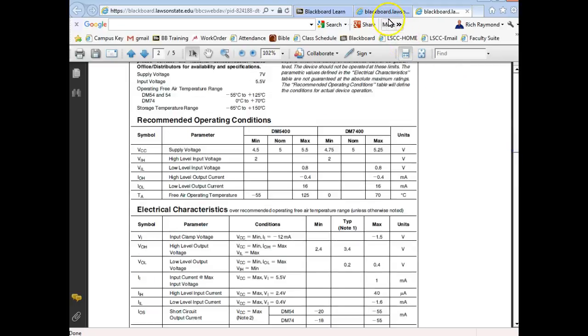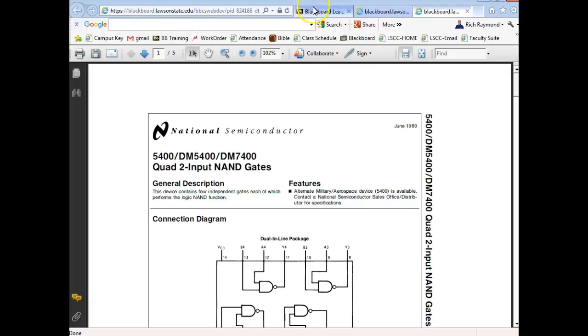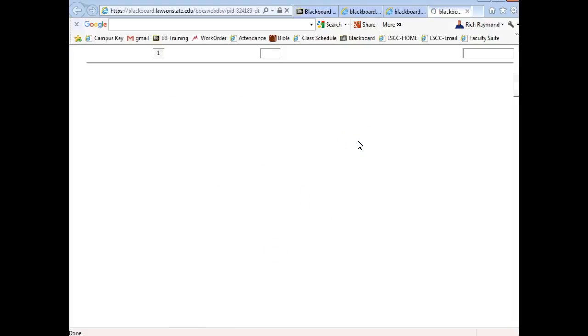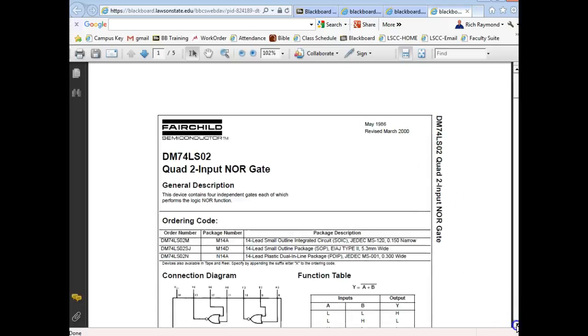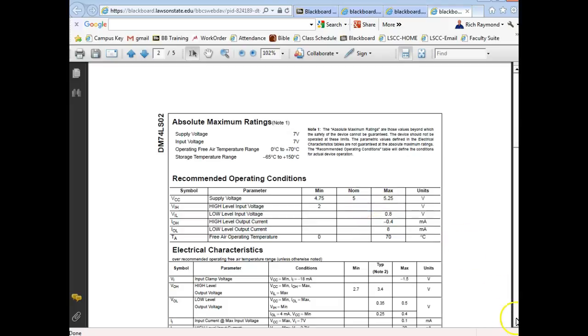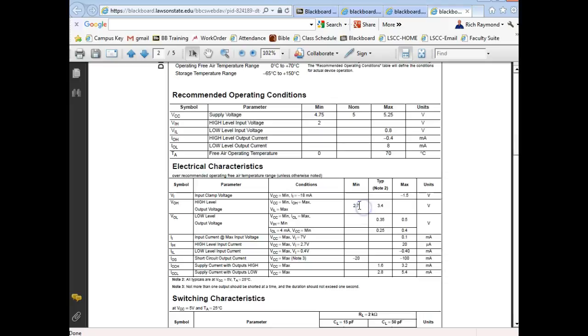But if I come over here and look at another gate, let's look at an LS02, which is a NOR gate. Notice the range of voltages is still the same. But when I look at my high level output, it doesn't say 2.4. It guarantees 2.7. And for my low level output, it doesn't say 400 millivolts, it says 350 millivolts. But still, the 2.4 and the 400 millivolts is a good rule of thumb, even though they do vary between gates. Are we okay?